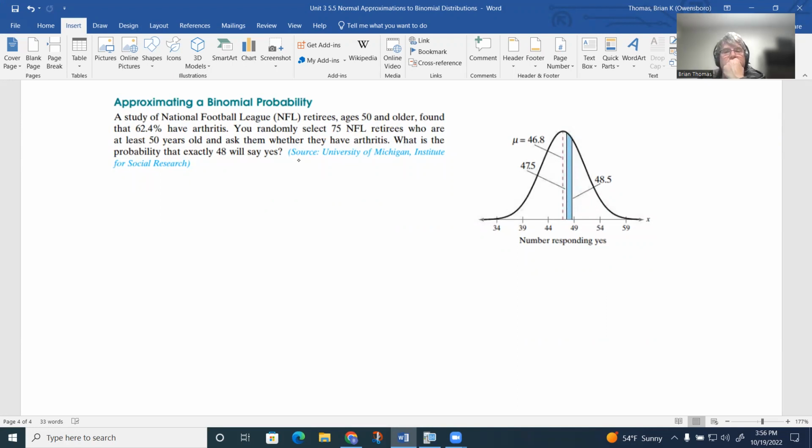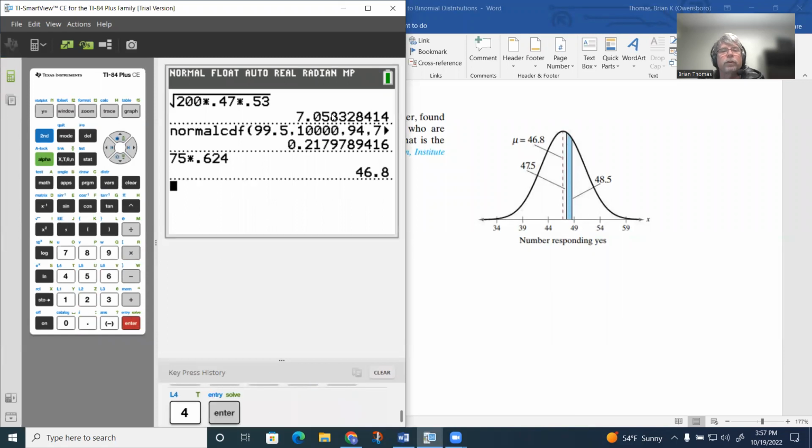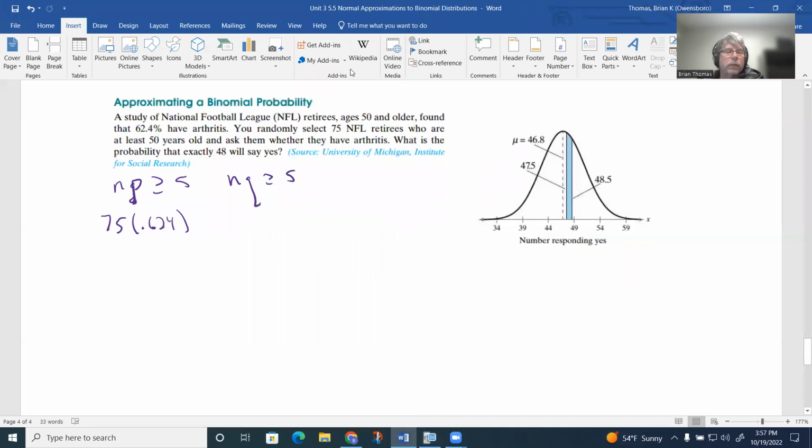So on this one, again, they want us to use the approximation. So again, we have to verify the conditions: is np greater than or equal to 5, and is nq greater than or equal to 5? We select 75, and they say 62.4%, that's 0.624. So multiply 75 times 0.624, and that's going to give us 46.8. So that's greater than or equal to 5, so that passes the test.